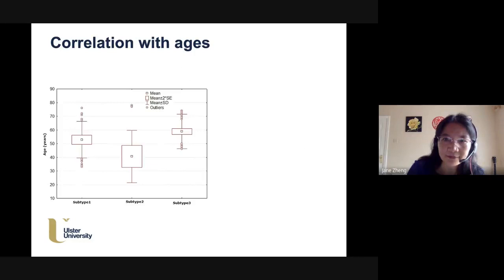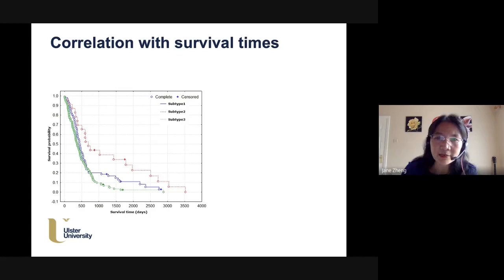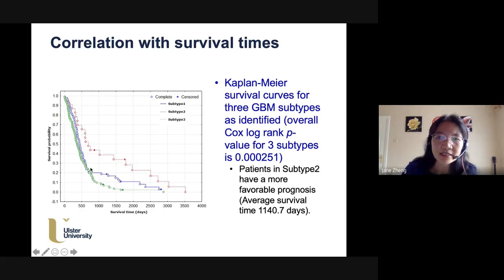And from the results, we map our three subtypes to the clinical data. And it's very interesting, you can find that subtype 2 is really closely associated with younger patients if we look at age. And if we look at survival time, it's also no surprise that patients in subtype 2 have longer survival time. They are younger, yeah.